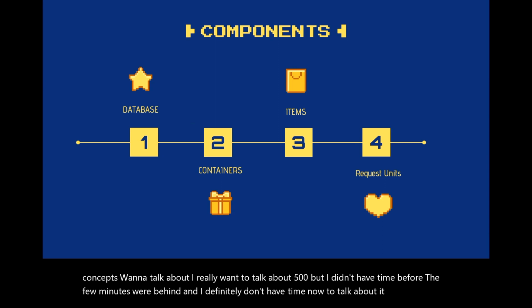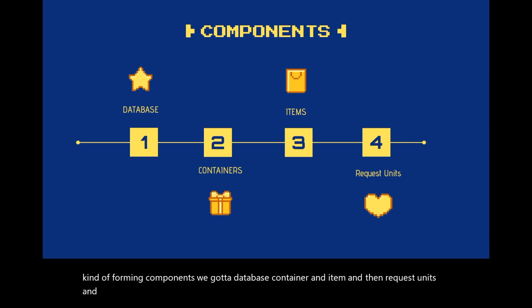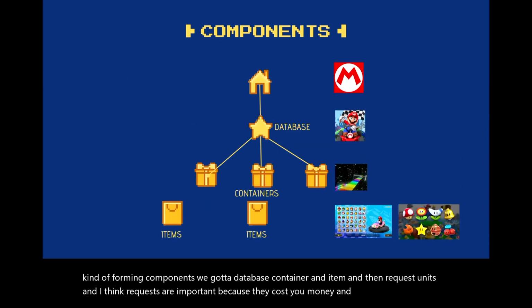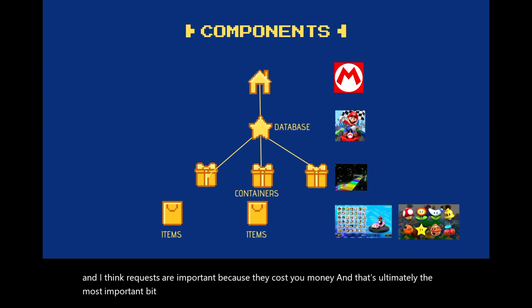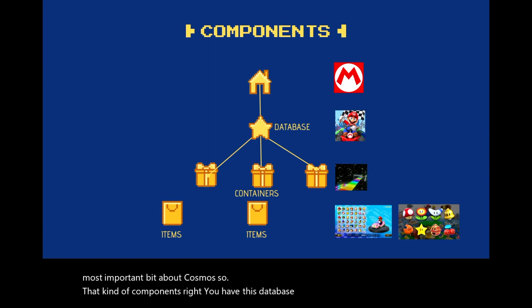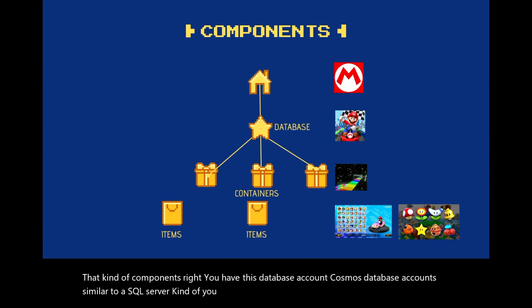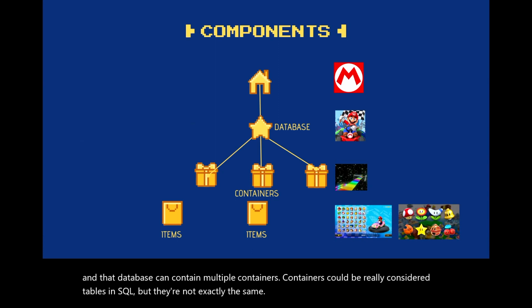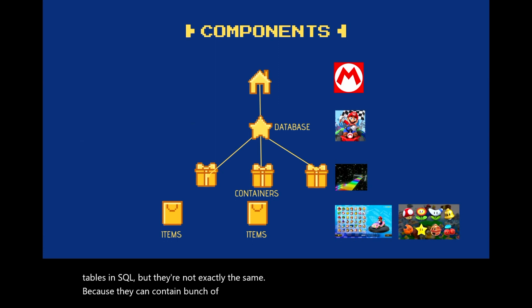So for the four main components, we've got a database, a container, an item, and then request units. And I think request units are important because they cost you money, and that's ultimately the most important bit about Cosmos. So the components, right? You have this Cosmos database account. It's similar to a SQL Server instance. You can have multiple databases in that, and that database can contain multiple containers. Containers could be considered tables in SQL, but they're not exactly the same because they can contain a bunch of stuff without schema, so they're not directly related data points.